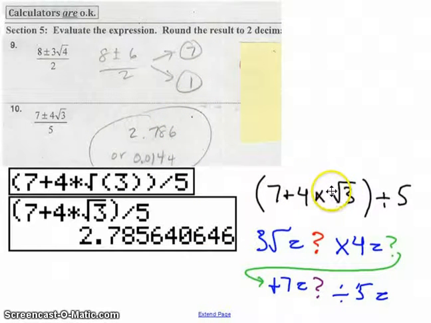With the Casio calculators, you can put in the parens, and actually it types in very nicely. It types in just the way I would want to. 7 plus 4 times, I hit my square root sign, and type in 3, I close the parens, I do divided by 5, and I get this exact same answer.